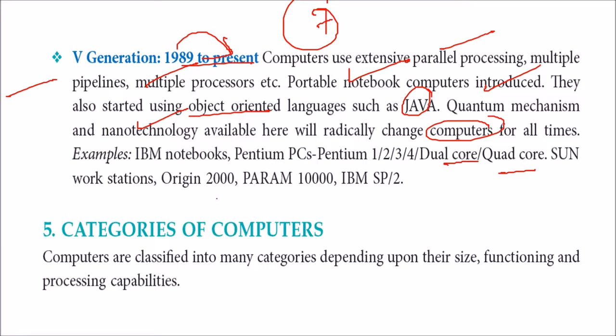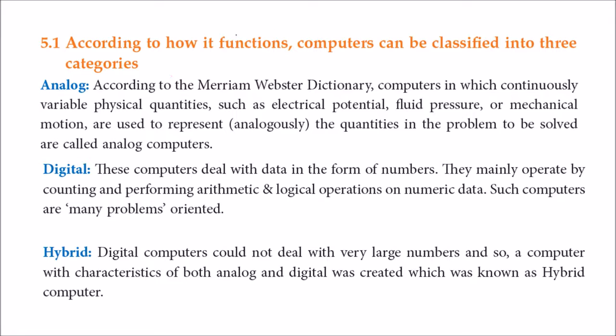So the categories of computers: how to categorize them depends on the size, the functioning and the processing capabilities. According to the functions, computers can be classified into three categories: analog, digital and hybrid. Hybrid is the combination of analog and digital.